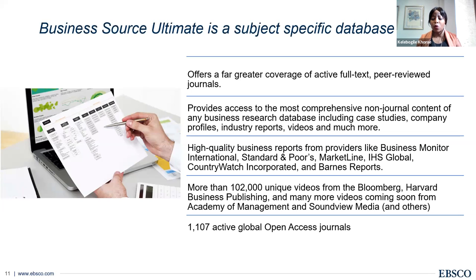In terms of the business reports that we provide in this particular database, we work with a number of partners or providers that help us in getting high quality business reports, such as MarketLine, for example. We've got Business Monitor International and many more. And in terms of the count of videos included in this database, we have just over 100,000 videos for your users to go in and explore. We work with a number of reputable publishers such as Harvard Business Publishing and many more. So the content provided here once again is high quality. And talking about active open access journals, we have just over 1,000 of them included in this particular database.